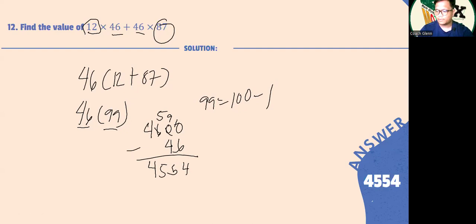So number 11 and 12 were the same concepts. Any questions before we continue? Okay, let's go to the next problem.